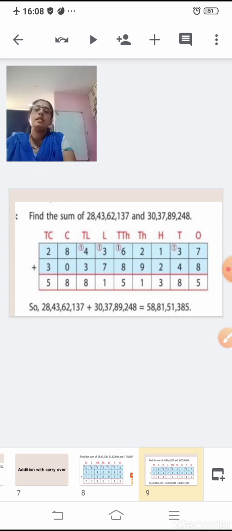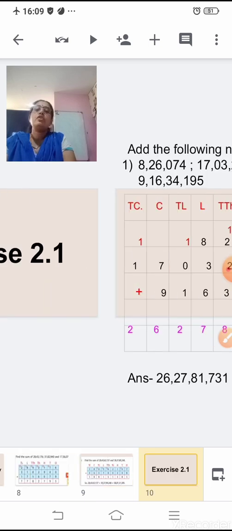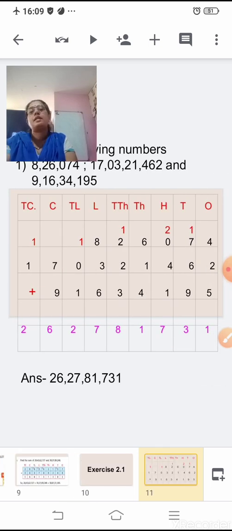So have you understood this? That is, we have done addition with carryover and without carryover. Now coming to some exercise sums, that is exercise 2.1.